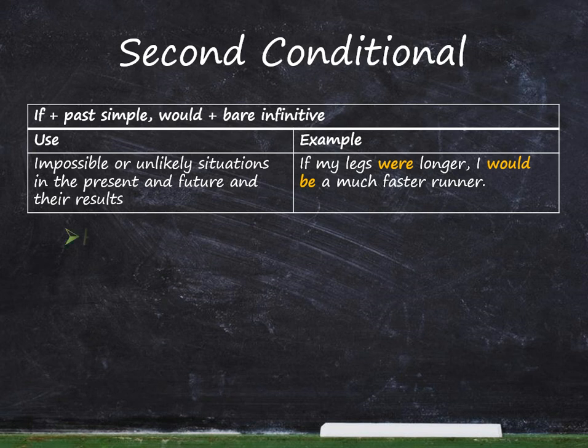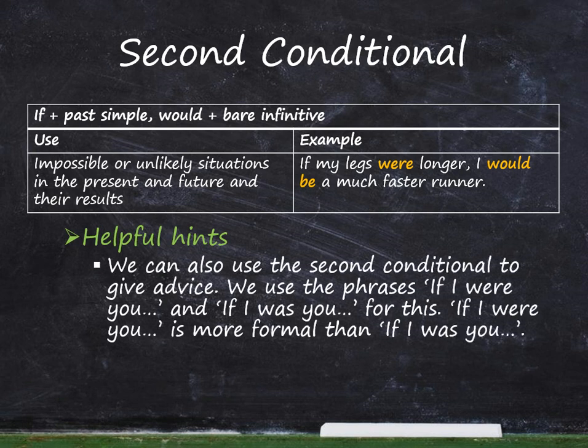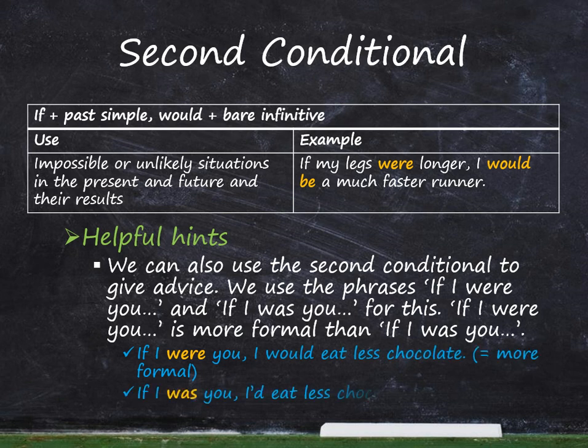And again, look at these helpful hints. We can also use the second conditional to give advice. We use the phrases if I were you and if I was you for this. This looks really nice in your writing, in an email. If I were you is more formal than if I was you. Have a look at these. If I were you, I would eat less chocolate. If I was you, I'd eat less chocolate.